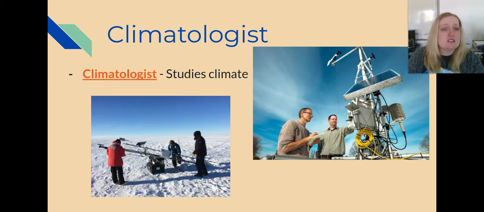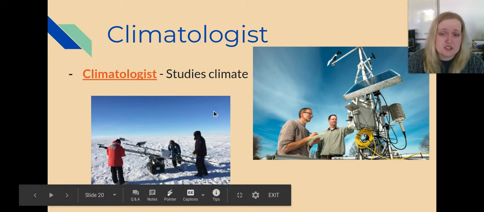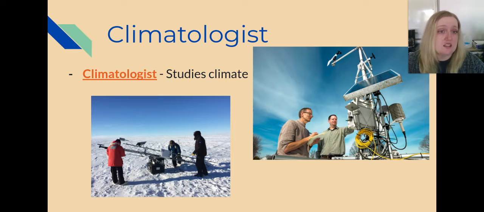Next one is a climatologist. A climatologist is a scientist that studies the climate. So I have two different pictures here. This one right here, they're in a snowy environment taking climate samples. And then this one right here, they're in a more temperate area. This is actually the picture right here on the right that you will see in the scientist review. So again, a climatologist is a person that studies climates. That's another one that should be a gimme because climate is in the question.